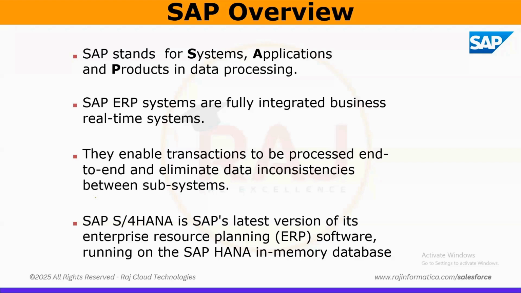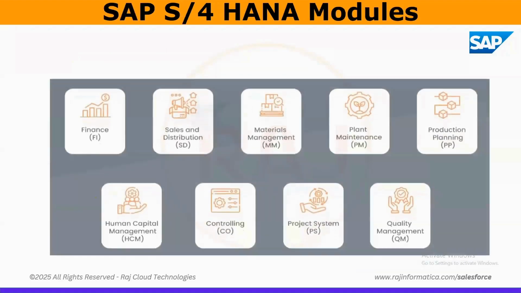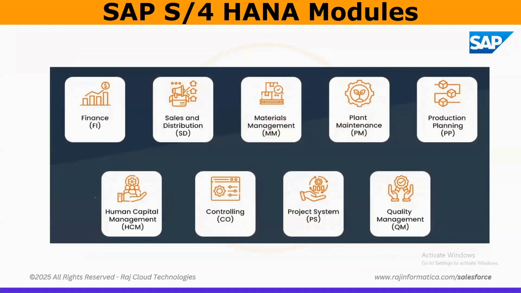So now this is called S4 HANA, which is the name of a database, SAP S4 HANA. The latest one available in the market is SAP S4 HANA. Now in SAP S4 HANA, we have different modules like finance, which can be used in the accounts department, sales and distribution that can be used in the sales department, materials management used in the purchase or procurement department, plant maintenance is plant related activity, production planning is actual shop floor activity where your actual production takes place.